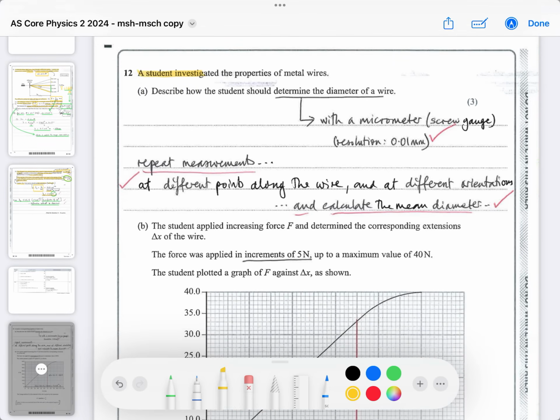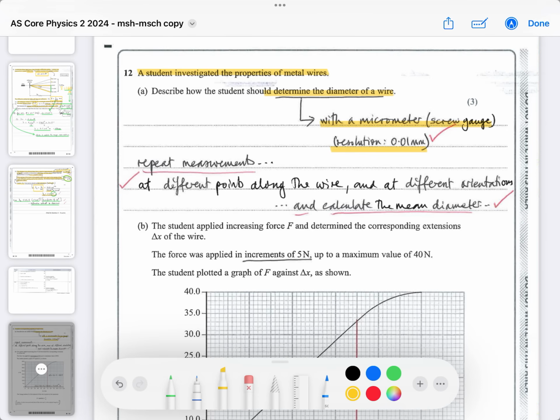A student investigated the properties of metal wires. He had to determine the diameter of the wire. What should he use? He should use a micrometer screw gauge. That's the full name. It has a resolution of 0.01 millimeters. You always determine the diameter of the wire with a micrometer screw gauge.